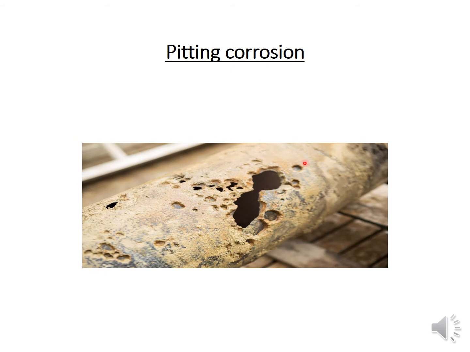Here this is a pipeline. Here we will observe how the pits formation takes place initially. As the time goes on, it is forming small holes, and after that it is going to damage the whole pipeline. That's why pitting corrosion is more dangerous. It is going to damage the whole structure very fast.